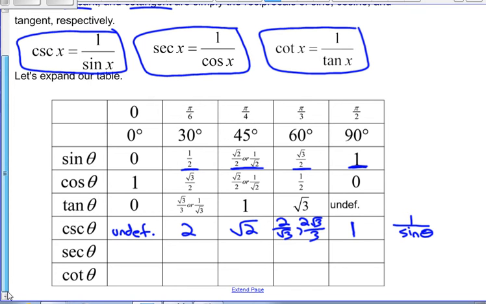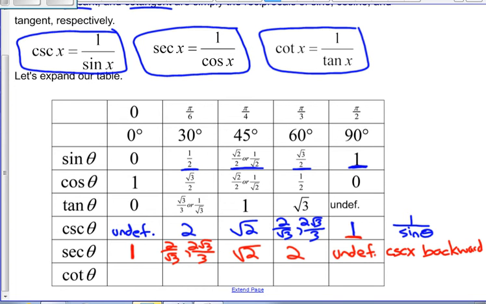For the secant row, we could go and do 1 over cosine. But what would be even faster would be for us to write our cosecant line just backwards. So this is going to be cosecant x backward. Okay, let's check it out. It ended with a 1 for cosecant, so for secant, it'll start with a 1. And we just go through the line in reverse. 2 over root 3, which is the same as 2 root 3 over 3. Root 2, 2, and undefined.